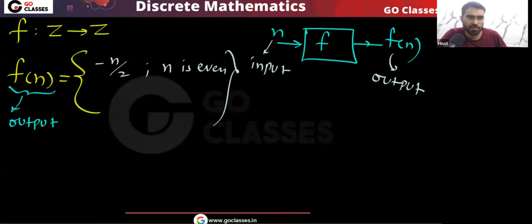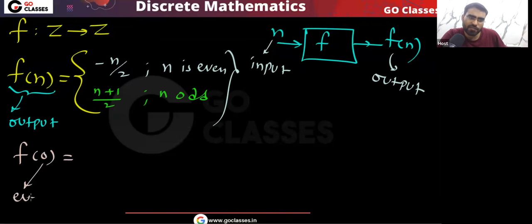When n is even, okay, and otherwise, meaning n is odd, then the output will be (n plus 1) by 2. Now, can anyone tell me what will be the image of 0? See, 0 is an even number, and when the input is even, the output will be minus n by 2. That will be minus 0 by 2, and that is 0. Yes or no? So f of 0 is 0.